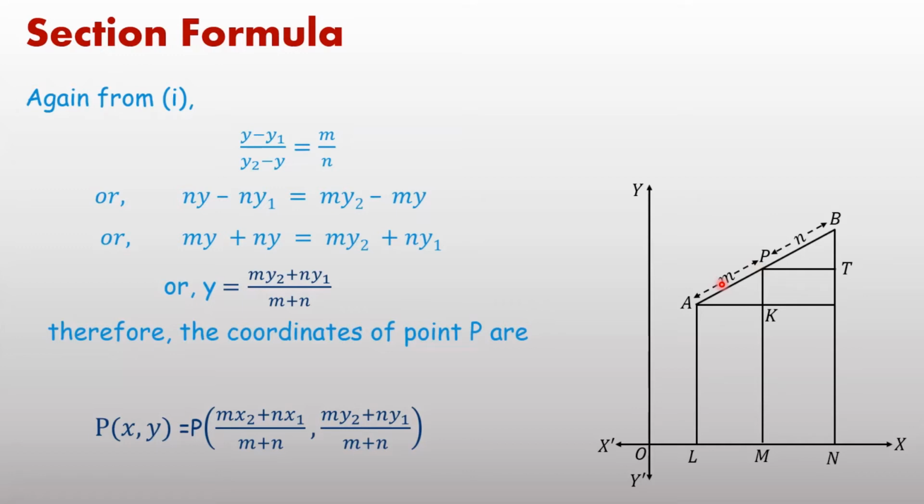Again, to remember the formula, an easy process: M into X2 plus N into X1 upon sum of ratios M plus N for the X coordinate. Y coordinate: MY2 plus NY1 upon M plus N. In this process, you are getting coordinates of point P.